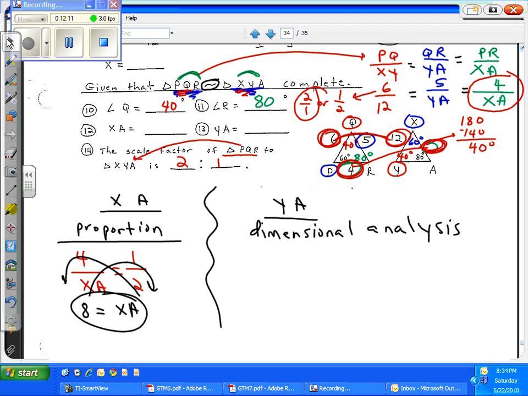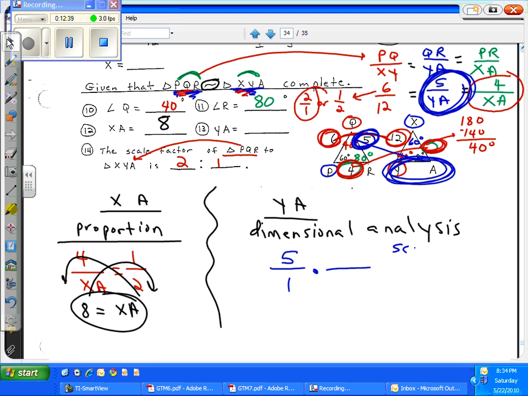Let's find YA using dimensional analysis. If we want to find YA, we're going to start with its partner. Now, YA's partner, if you look at the top right-hand side, is 5. And then we're going to multiply by the scale. Now, the 5 is a side of the little, and YA is a side of the big. And so we're going from little to big, and so we're going to scale up. And so we use the big version of the scale factor 2 over 1, and we get that YA is 10.